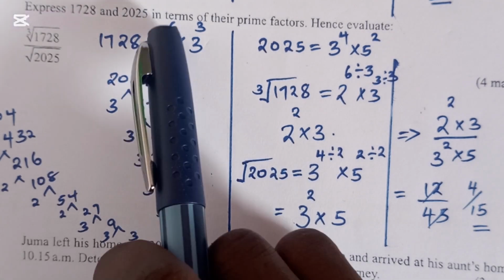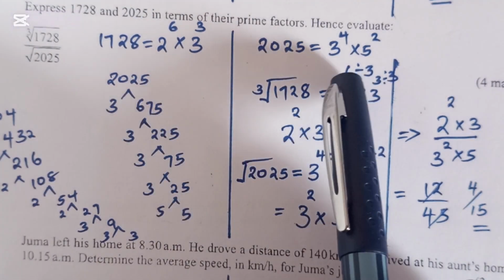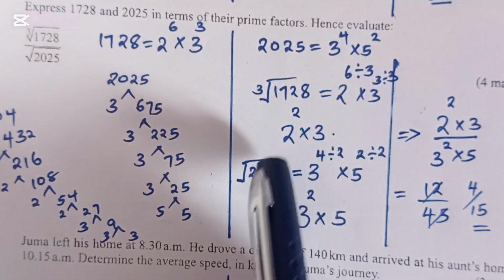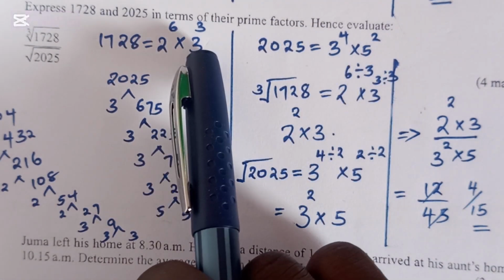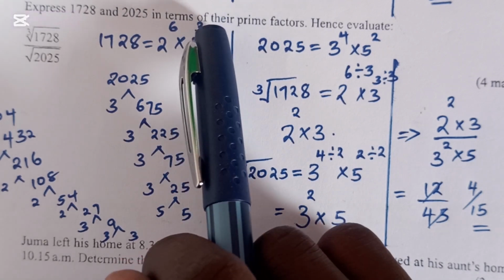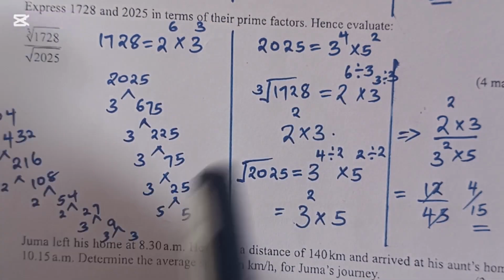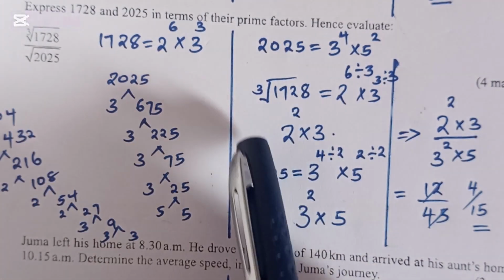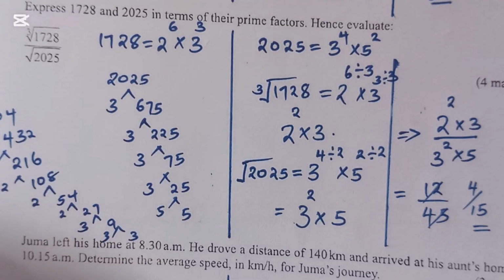So it was 2 power 6. We divide this power, which is 6, by 3. And if we divide 6 by 3, we are going to have 2. So it is the same as 2 power 2 here, and then times 3 power 3. When we divide this power by 3, we are going to end up with 3 power 1, or just 3. So the cube root of 1728 will be 2 squared times 3.